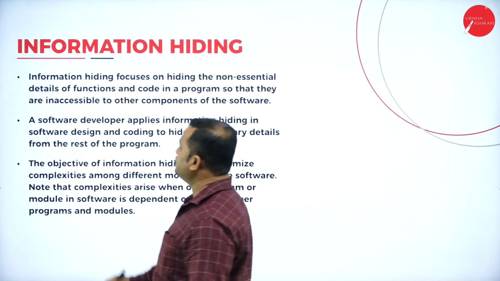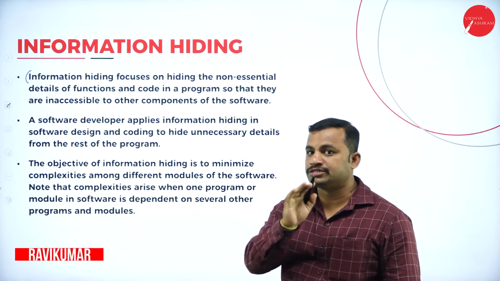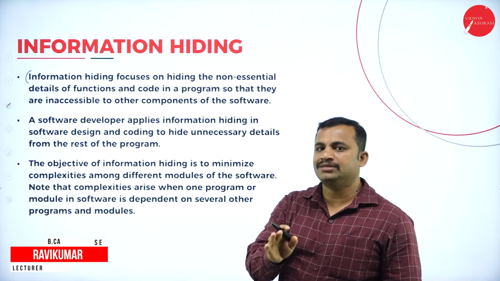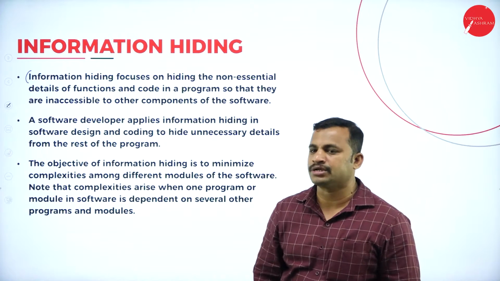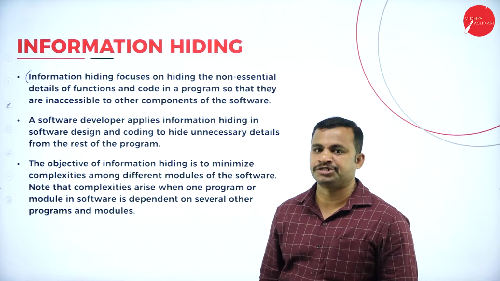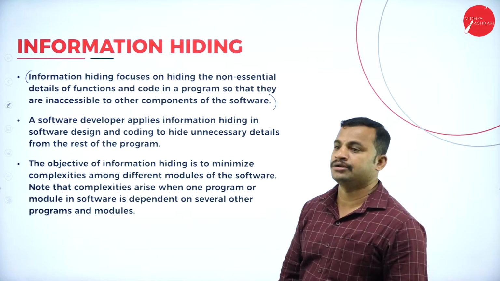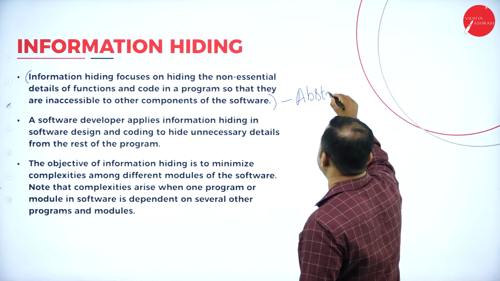In today's session, you will be taught about information hiding. That means the relevant information which is required for the user is given to him, and all other unnecessary details, which are not relevant for a user, are not given to him. That is called hiding the information. That is also called abstraction.